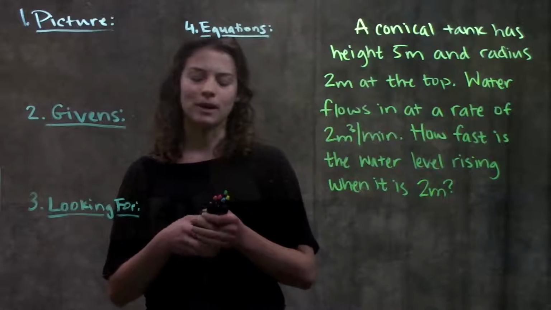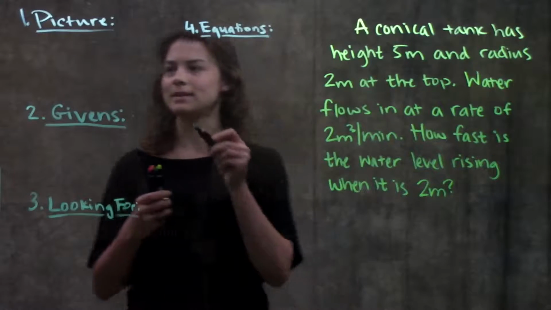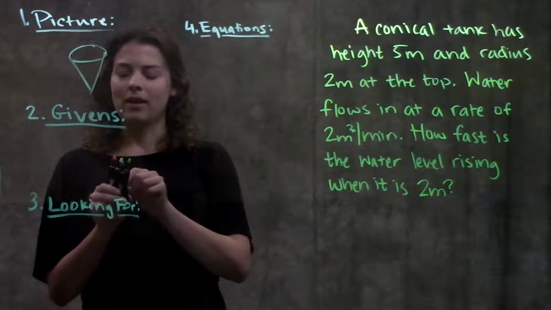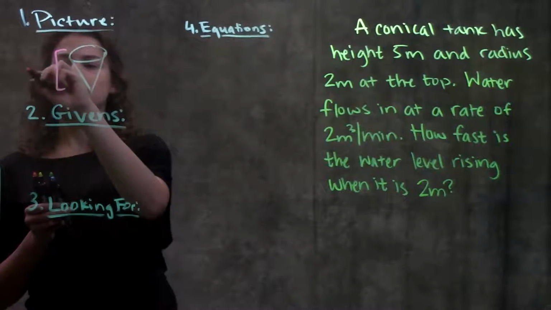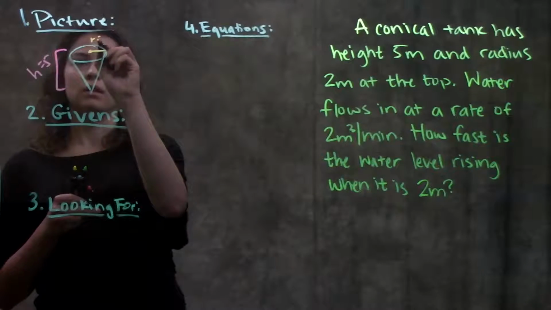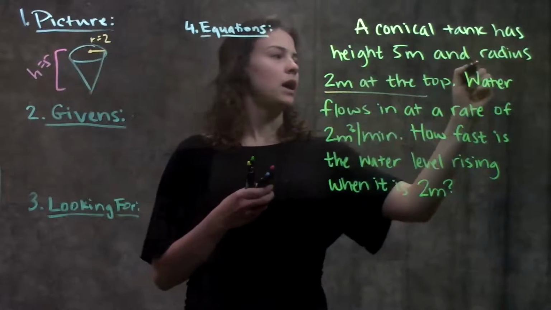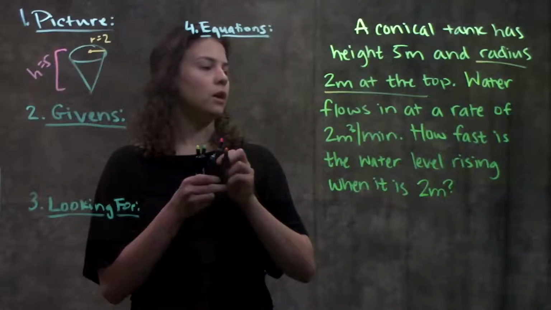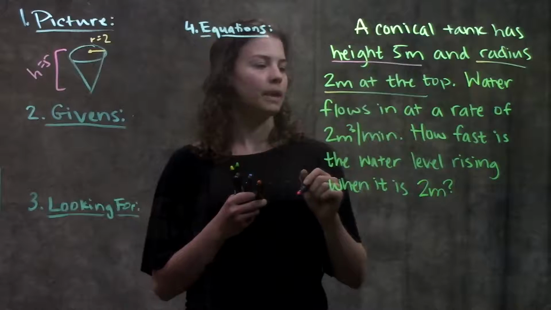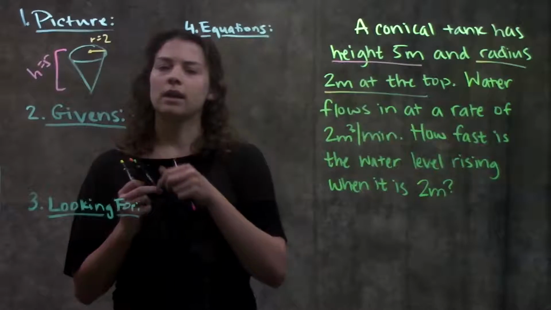Okay, first step in our process is draw a picture, the best step. So they tell me it's a conical tank, so here's my cone, and they tell me that it has a height of 5 and a radius of 2 at the top. Okay, so I just drew all that out. They also tell me that water flows in at a rate of 2 meters cubed per minute. That's going to come in later. I'm not going to draw that on my picture.